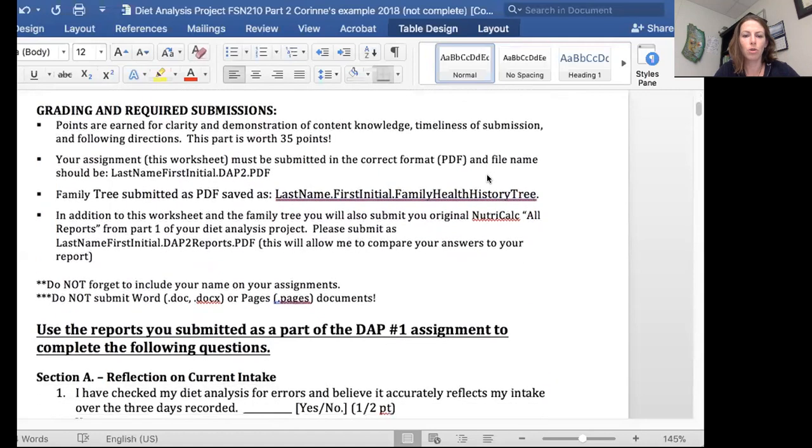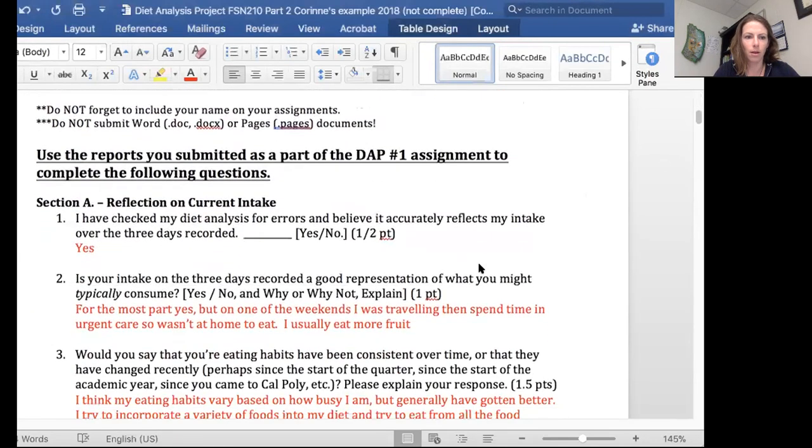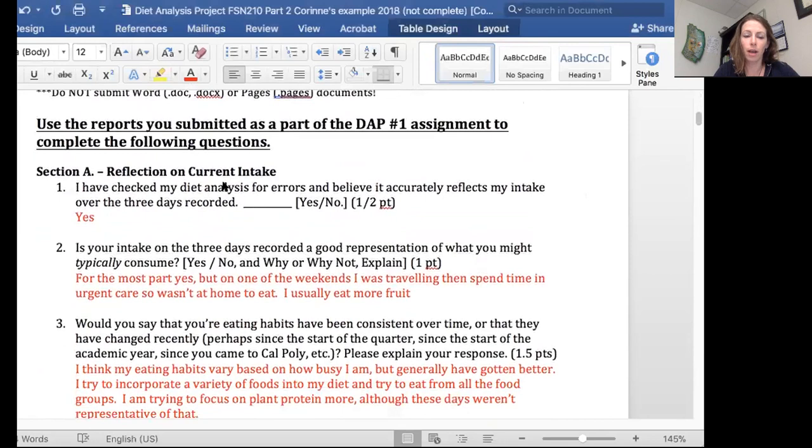You are going to use the diet recall that you did from part 1 and the reports that you submitted. So the reports should look the same as for part 1. I'm trying to show them to you, but it won't let me share that screen right now. Okay, anyways, you're going to check your diet analysis for errors and make sure that it's accurate.